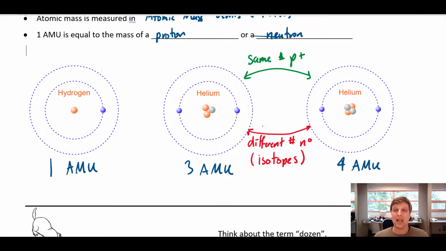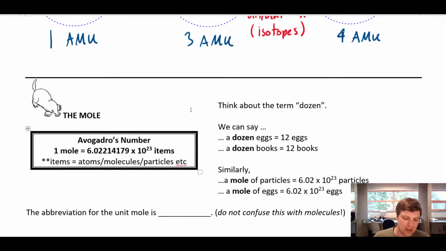If instead I just said, hey, can you go get me 1 cup of flour? Well, that's very easy to measure. And I'm not asking you to measure the individual grains of flour in that cup because that would be ridiculously hard to do. And by the same token, we're not going to ask you to measure out the individual atoms in a sample of a chemical because that would be too tough. So instead, we use this idea of the mole.